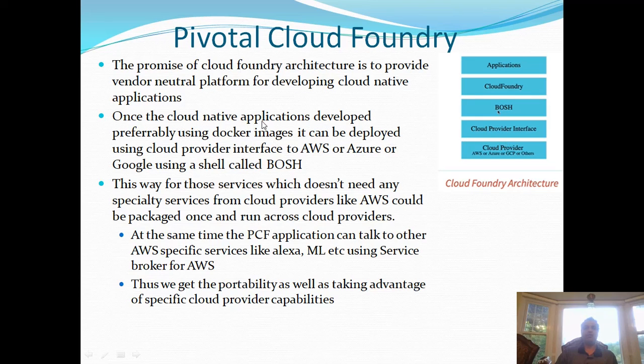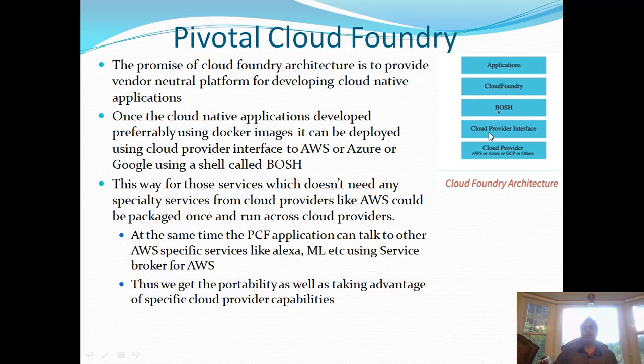So basically, once the cloud native application is developed, preferably using Docker images, that's the new way, it can be deployed using the cloud provider interface to AWS or Azure or Google using a shell called Bosh. So this is the promise: if you develop your applications using Cloud Foundry, then the deployment and everything is seamless across the cloud providers. You don't have to keep on redoing it, and your developers will be just focusing on one way of doing things, irrespective of the cloud provider. But still, it can yield the same result. The runtime, you will get the same thing. So this is a great promise.